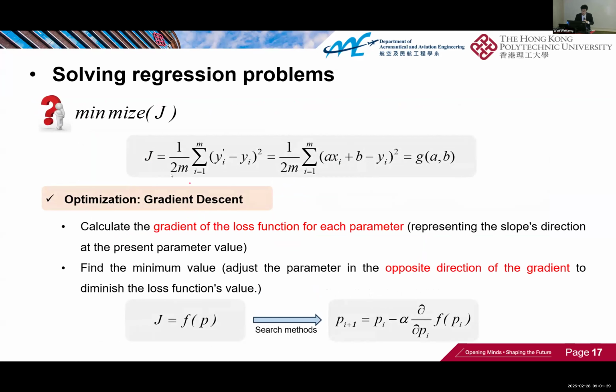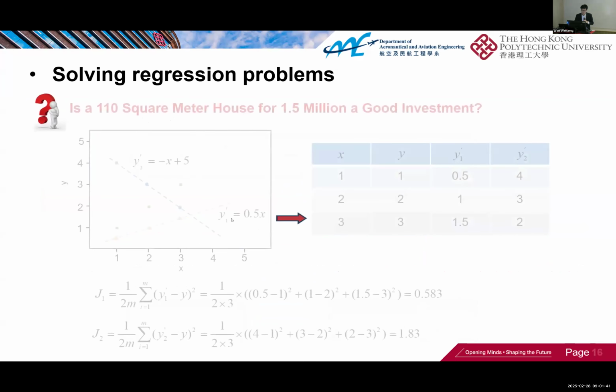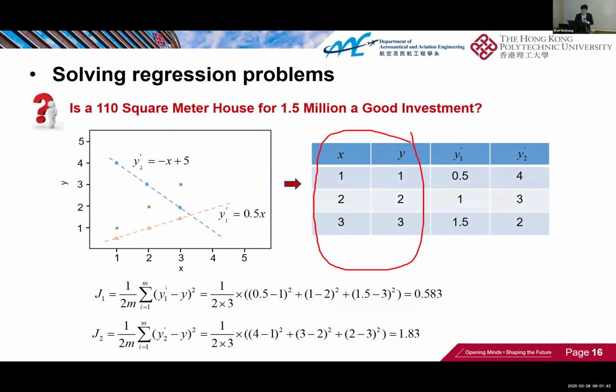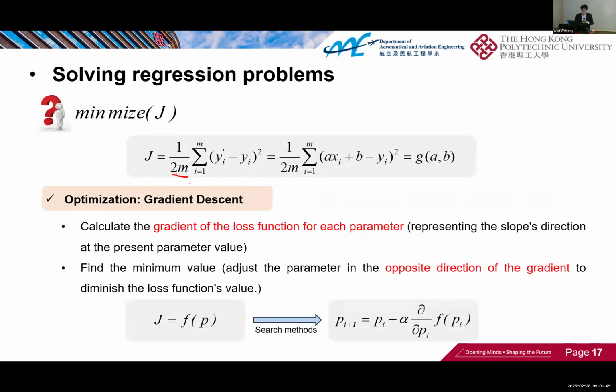So M is the number of points, the same as this one. M is how many points you have. So yi is the predicted value based on your model, and yi is the true value, because what you get is xi, yi. The predicted values can be obtained by a xi plus b, because the model you use is a linear model, right?